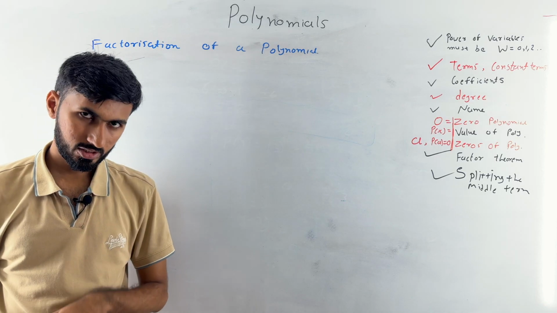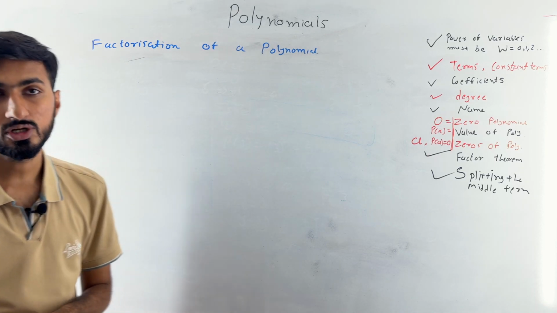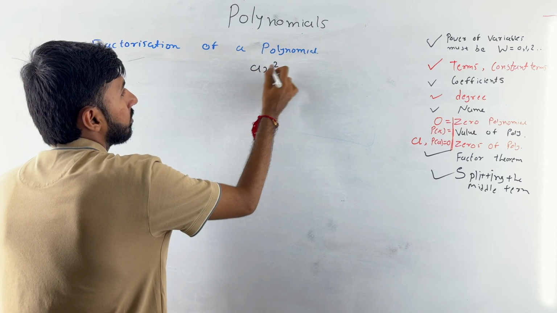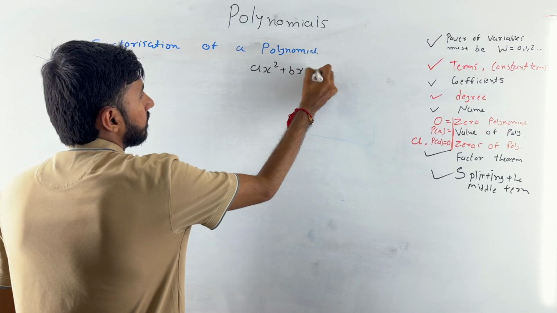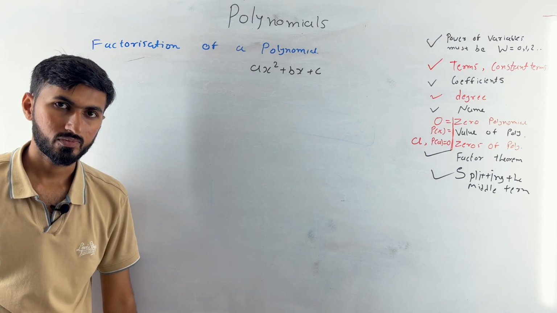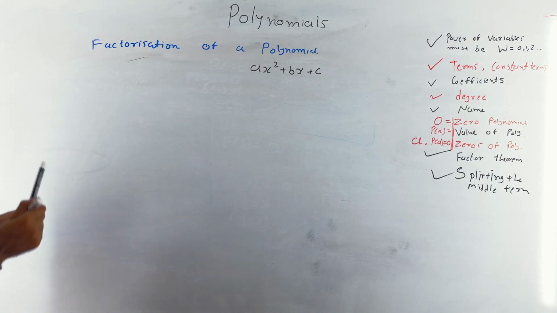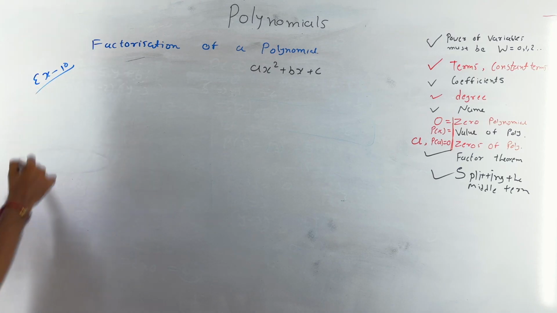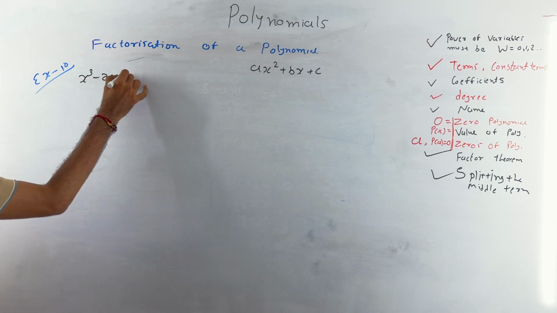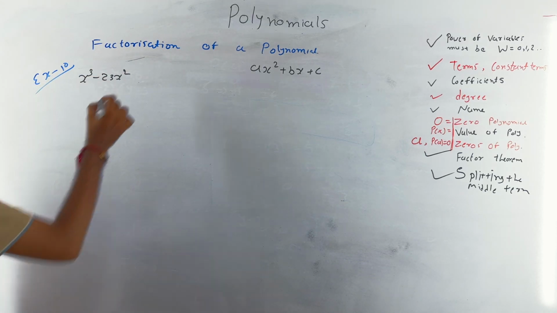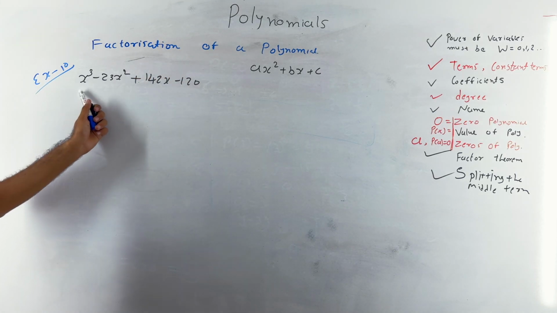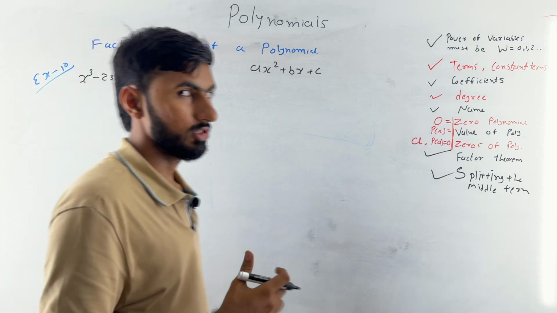Now the splitting the middle term method will be very useful for you if your polynomial is a quadratic polynomial, right? We have used the splitting the middle term method for a quadratic polynomial ax square plus bx plus c. Now what if your polynomial is cubic? Then we cannot directly use splitting the middle term. So we will see a question with a cubic polynomial. Example number 10. Our question is x cube minus 23x square plus 142x minus 120. You can see this is a cubic polynomial, so I cannot directly apply the splitting the middle term method.